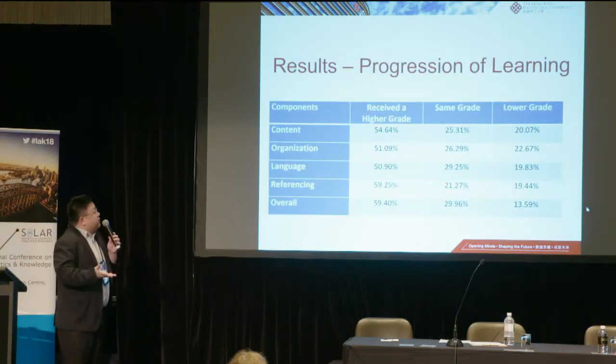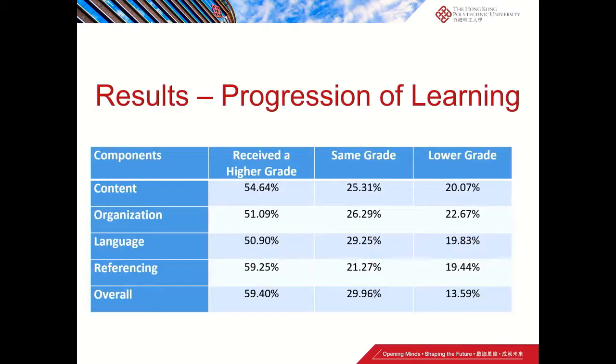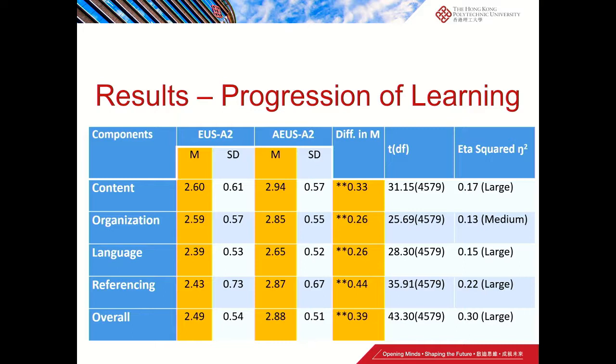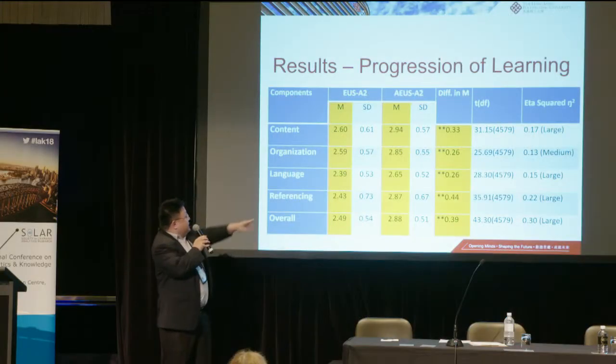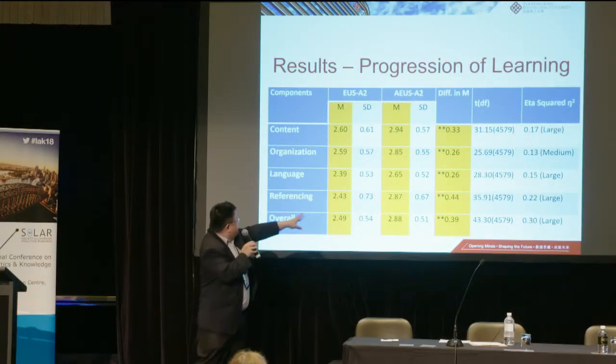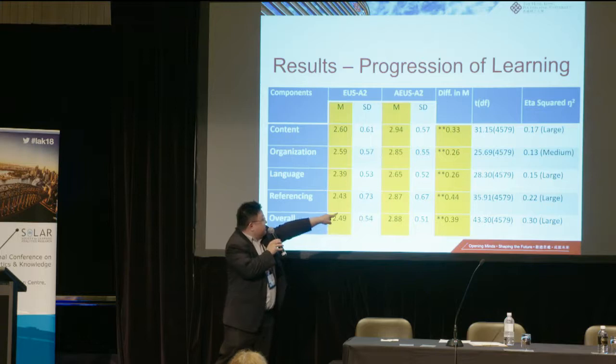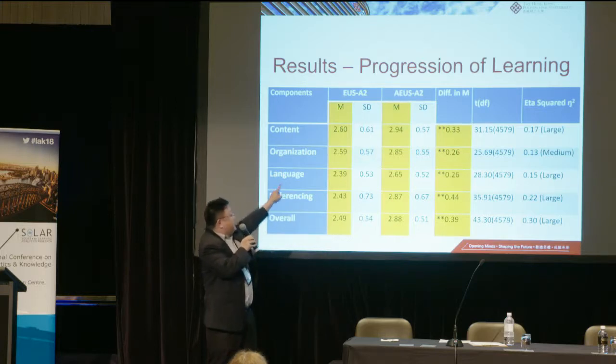And the progression of learning. We would like to see whether students progress from one course to the other. So same group of students, different courses. You can see that most of them get a better grade. To analyze them in a different way, we look at the actual difference by conducting a paired sample t-test. You can see that they make a lot of improvement in referencing, but not so much in language and organization.